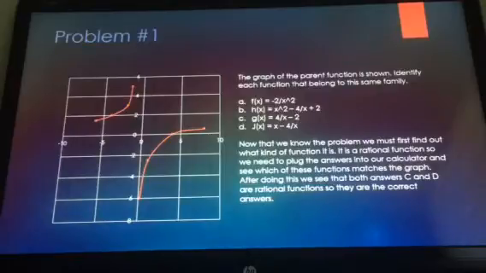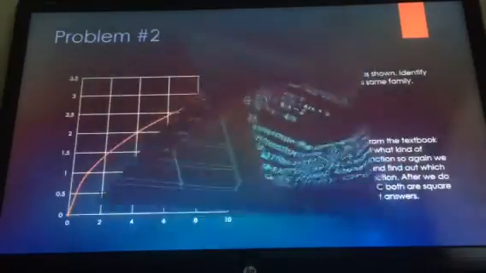Now that we know the problem, we must first find out what kind of function it is. It is a rational function, so we need to plug the answers into our calculator and see which of these functions matches the graph. After doing this, we see that both answers C and D are rational functions, so they are the correct answers.